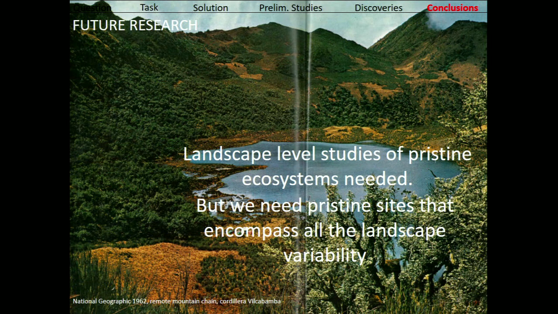There are people working on bofedales. The big problem at the moment is that I think all the bofedales are human, an anthropogenic ecosystem. All the carbon data that we've got is from anthropogenically affected bofedales, which have a completely different species composition. They look completely different, dominated by other species. So that's also something that needs to be assessed.